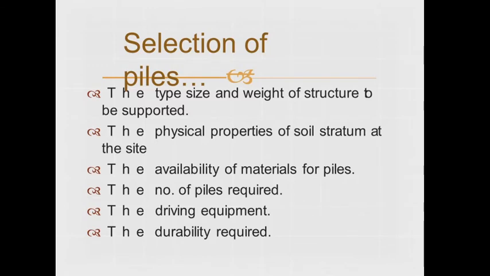Cost economy is considered by calculating the cost of piling in case two or more types of piles are found suitable for the job. So these are some of the points to be considered during selection of pile: the amount of load supported, the depth at which support is available, physical and chemical properties of soil, type of equipment used for driving, stresses developed during driving of the pile, and comparative cost of different piles and durability.